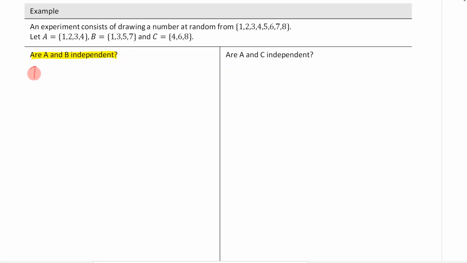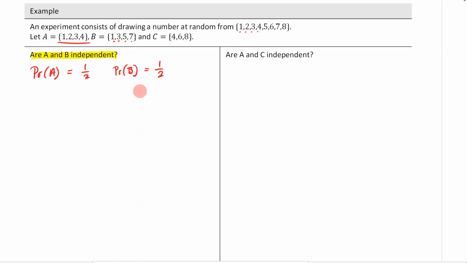So let's begin by finding the probability of A occurring. That means pulling either 1, 2, 3, 4 out of this. There are 8 in total, so that's a probability of a half. What's the probability of pulling B out? 1, 3, 5, and 7. Well, there's 4 options there again. 4 out of 8 will be a half.